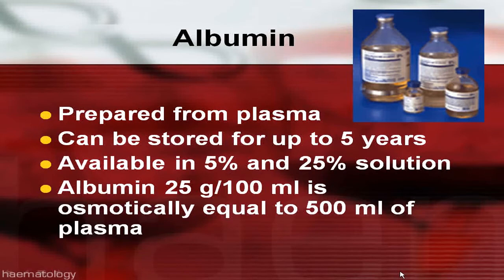And giving 25 grams in 100 mLs is osmotically equal, what does that mean, to 500 mLs? It moves the fluid. It'll keep the fluid in the hemodynamic or in the circulatory system as opposed to allowing it to leak out. Because what is albumin supposed to do? Hold fluids into the blood system and not allow it to leak out into the tissues.